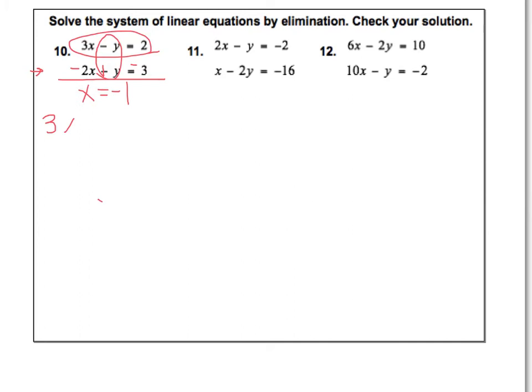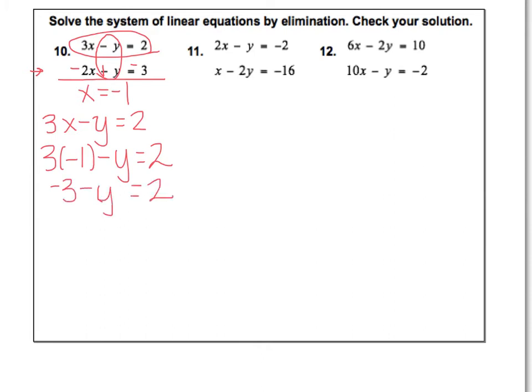So instead of 3x minus y equals 2, I'm going to take 3 times negative 1 minus y equals 2. 3 times negative 1 is negative 3, minus y equals 2. To get the y by itself, I'm going to add 3 to each side, which leaves me with a negative y equaling 5. Many students stop here because they think that they have what y is, but they don't have y by itself yet because there's still a negative sign in front.